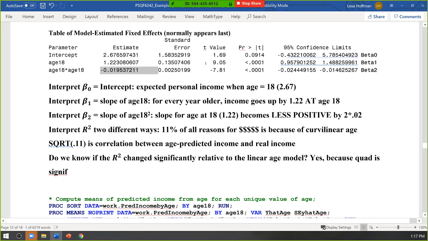And I think I've got pictures coming up. I actually have it graphed out, what it looks like over the trajectory. But what's happening to the linear slope right here of 1.22 is that it's becoming less positive per year by twice this quadratic slope coefficient. So it's slowing down by about 0.04, less positive.